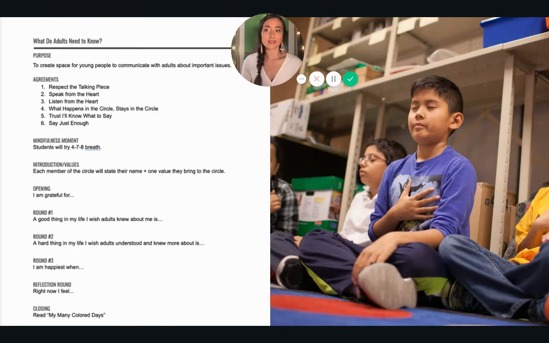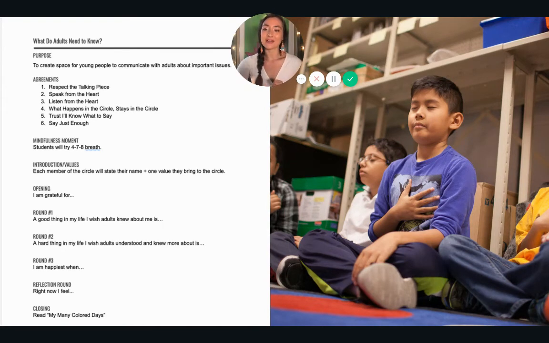So here is an outline for you to see of how I plan restorative circles. This is a circle that I've done with teens quite a bit. What do adults need to know? I've stated my purpose, which I will offer to them. I'll have them recite the agreements after me. I'll have them take a brief breath practice just to drop in. They'll each introduce themselves and state the value. They'll state, I am grateful for, as an opening.